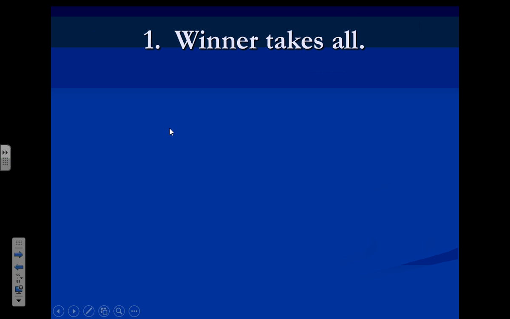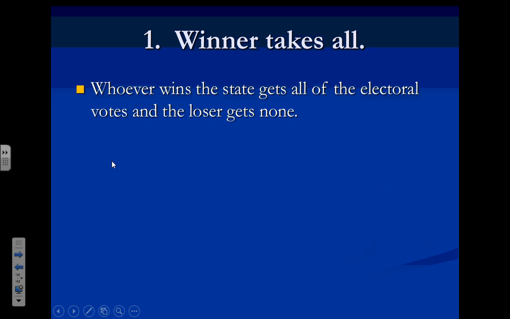First of all, let's start with winner take all. What we mean by winner take all is whoever wins the state gets all the electoral votes. The loser doesn't get any. And this is true in all but 2 states. 48 states use this method. So that means if you win the state of South Dakota, you get those 3 electoral votes. The loser gets 0 electoral votes. You win California, you get 55.